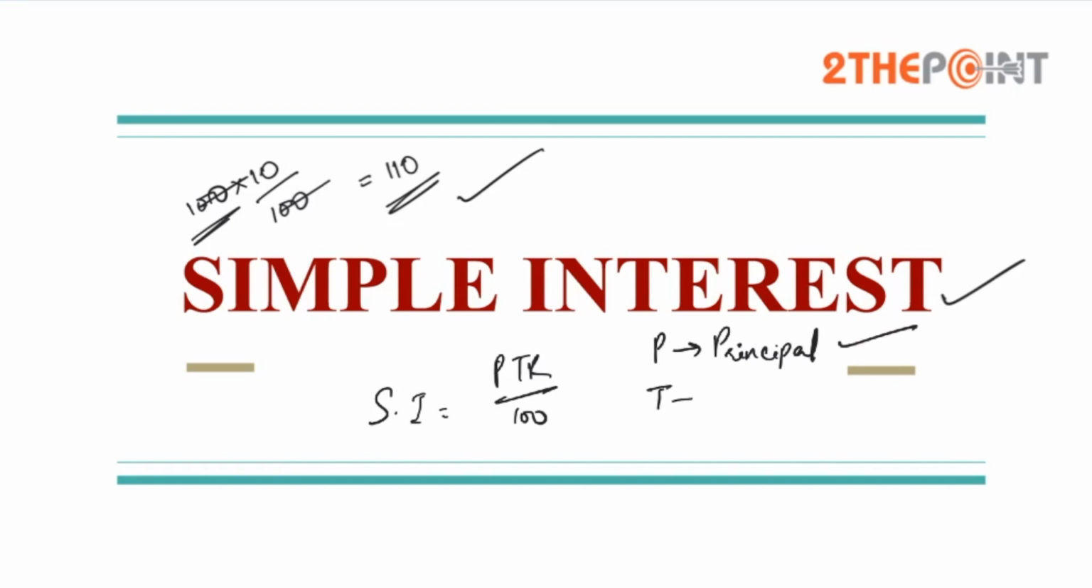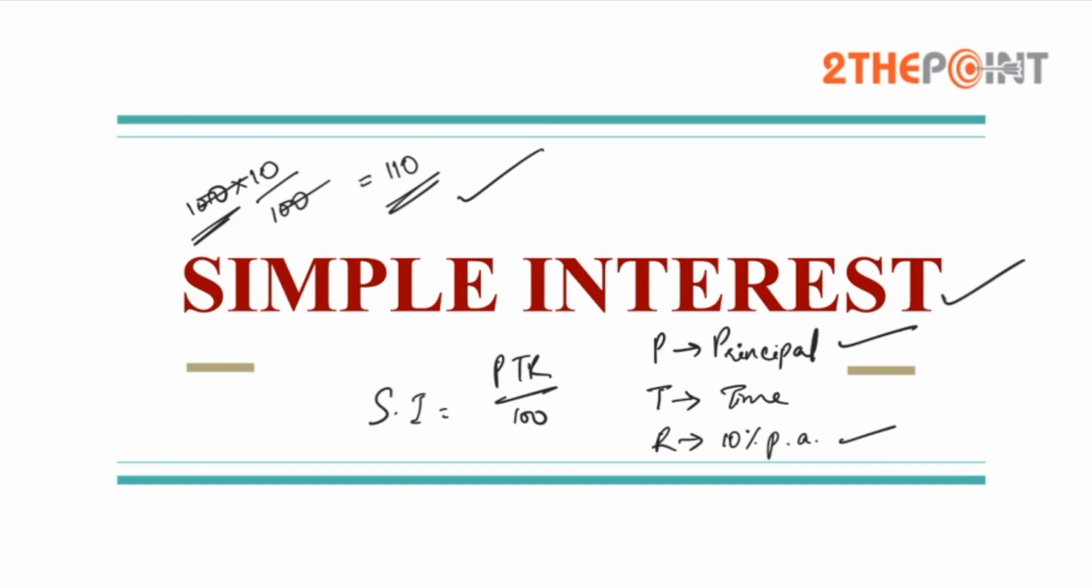Next comes time. The amount for how many years you are keeping it with you, or after how many years you are returning the amount, that is the time period here. And the rate of interest. Rate of interest is nothing but rate per annum, that is you have to return the amount for 10% per annum in such a way. For 10% interest you have to return back the money, that is called rate of interest.